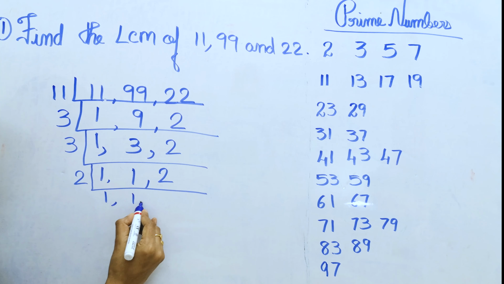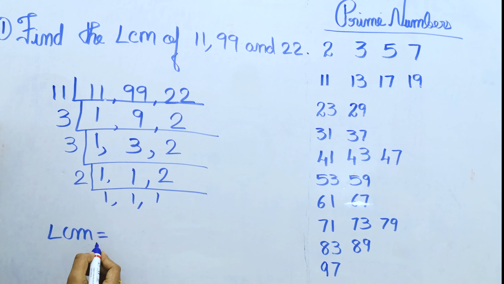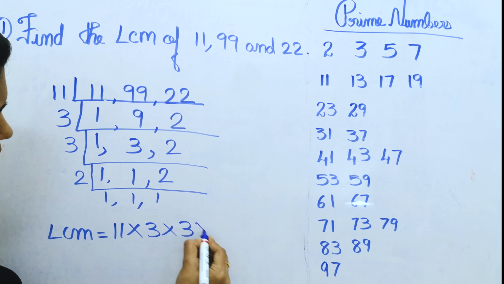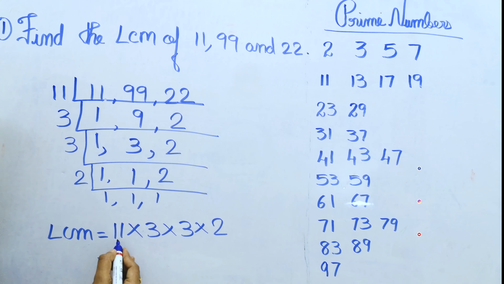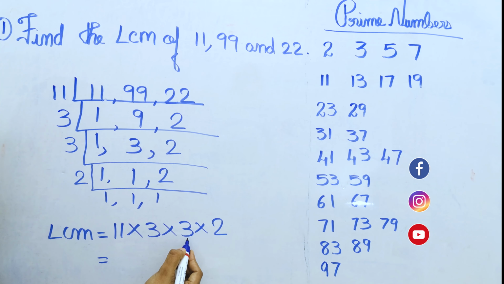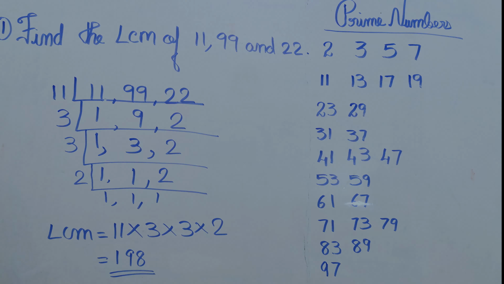1 1 1. So what is our LCM? LCM is equal to, you have to multiply all the prime numbers. You have to factor it. 11 into 3 into 3 into 2. So 11 3s are 33. 33 3s are 99. And 99 2s are 198. This is the LCM of the given numbers.